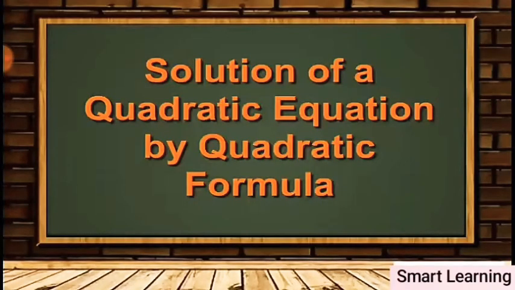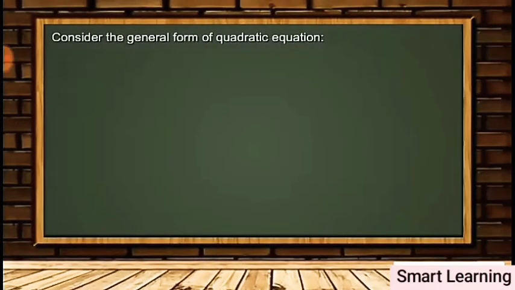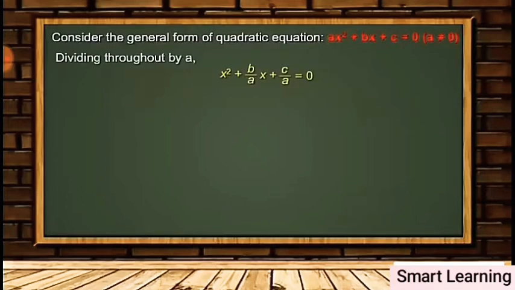Solution of a quadratic equation by quadratic formula. Consider the general form of quadratic equation ax² + bx + c = 0, where a is not equal to 0. Dividing throughout by a, we get x² + (b/a)x + c/a = 0.